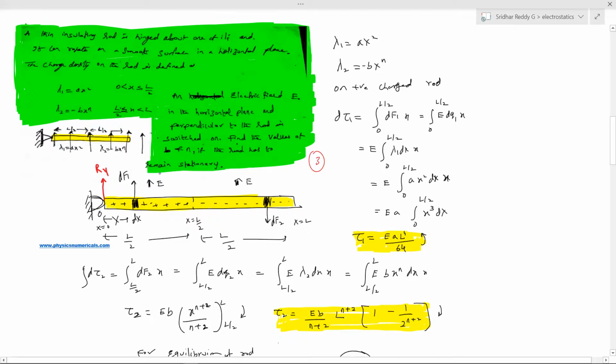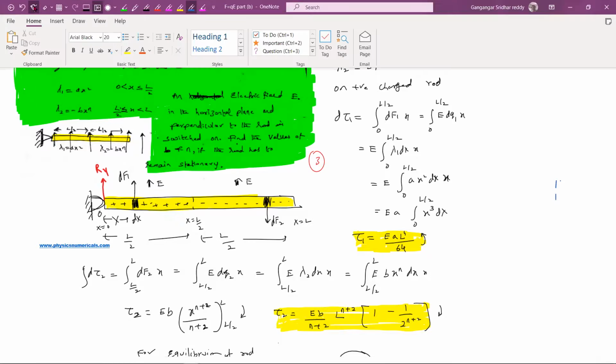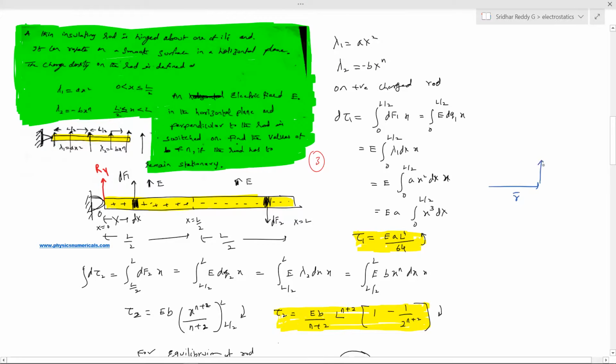We know the force is upward and the x is horizontal, so the torque about the hinge should be counterclockwise. This is R bar, this is F bar. How should the torque be? Counterclockwise. And if the force is in the other direction, the torque should be clockwise. This is just a rough idea I'm giving.